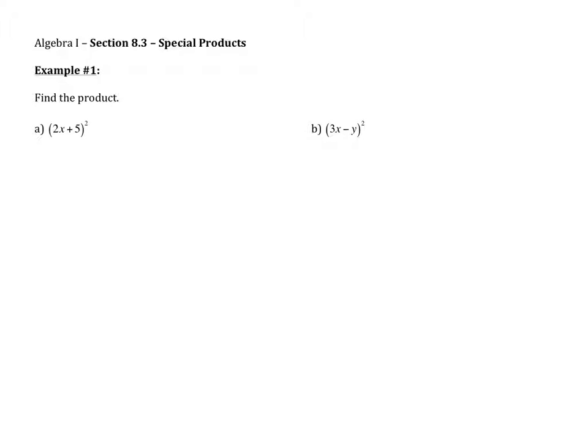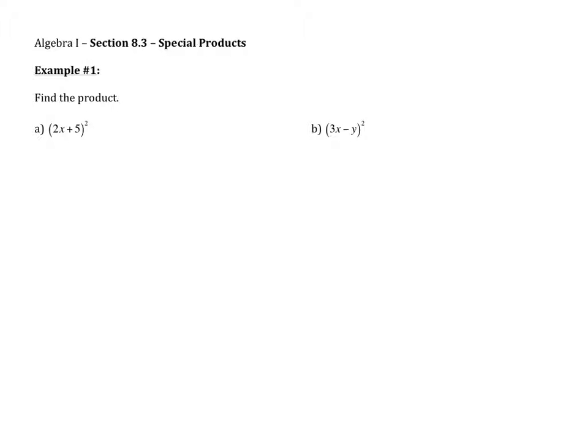Section 8.3 is just a continuation of Section 8.2 where we were multiplying, but in this case we're going to look at special products, and the best way to do this is to look at examples. So these are going to be certain situations where we're going to continue to multiply. It'll just be slightly different than what we did in the last section.